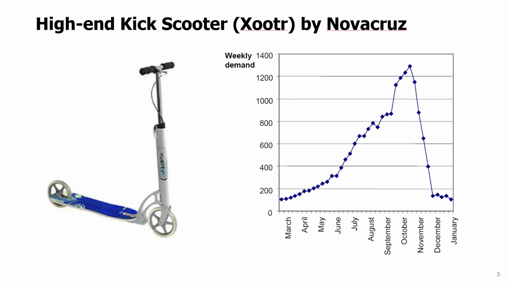Capacity analysis for an assembly line. In this video, we're going to consider a high-end kick scooter called Xutr by a company called Nova Cruz. You see a picture here on this slide of the product. And on the right, we also see the weekly demand as it changed from March to January the following year.